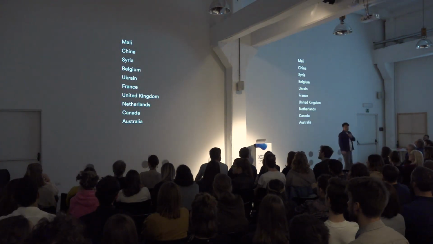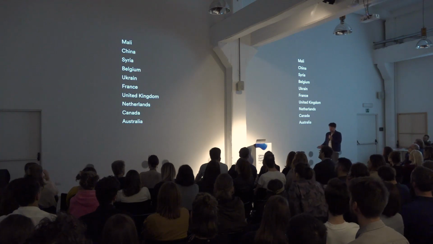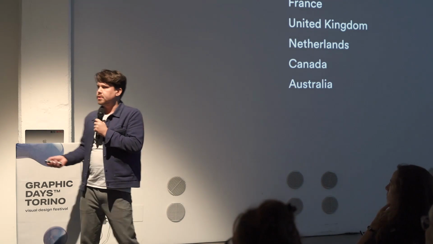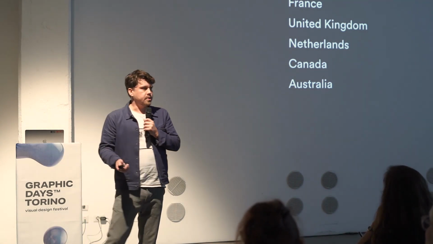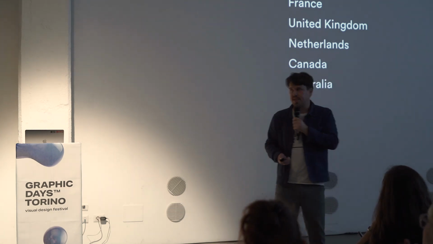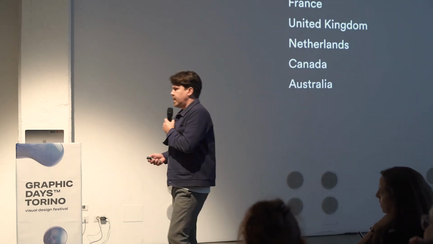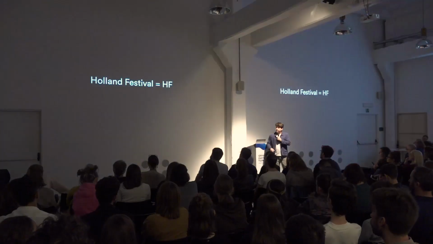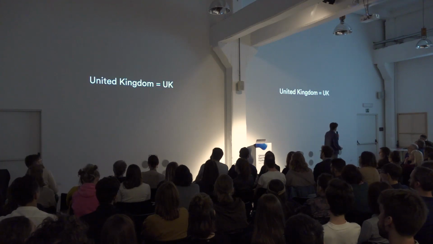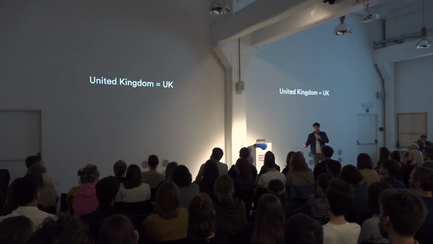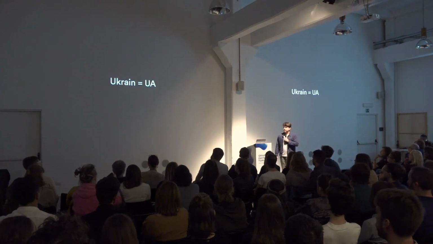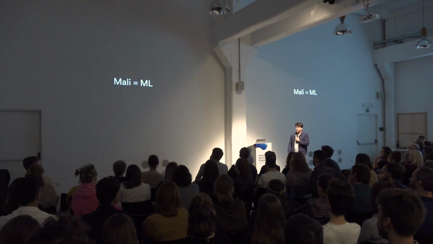And then 1 year later, we make the graphic identity, and then every year we play with a certain theme to it. So 1 year later, they asked us if we could stress their international character, because a lot of different countries were attending the festival. So we started thinking in our concept that if we just introduced to the Amsterdam people that Holland Festival is HF, then we can use these typical country codes, those abbreviations, and say United Kingdom is UK, Ukraine is UA, and Mali is ML.